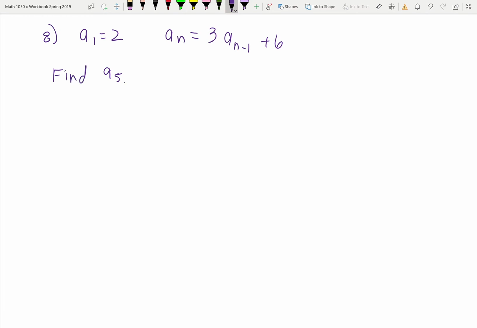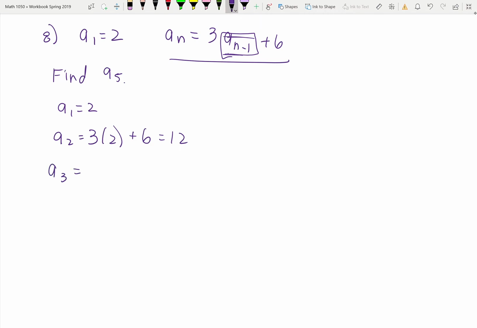So this is a recursive sequence. The biggest thing you need to know about this is that a sub n minus 1 means the previous term. Okay, so a sub 1 is 2. To find a sub 2, you follow that formula, which is 3 times the previous term, which is a sub 1, 2, plus 6. That gives me 12.